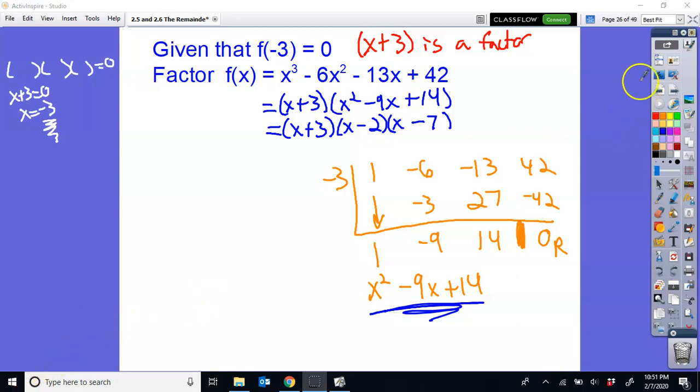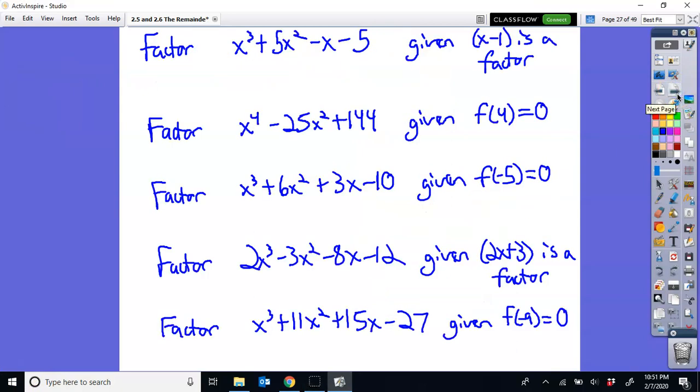Okay, so on the next slide, what I have for you is your homework problems. There are 5 of them. On 2 of them, I've already given you what one of the factors is. You just have to use your division to help you find the other factors. On the other 3, I've given you the information that you learned in this video. If you know something that makes it equal 0, then you know a factor.